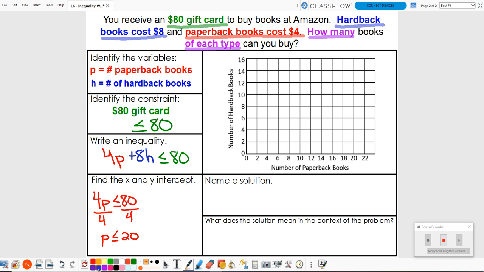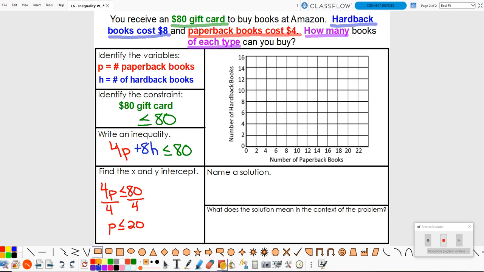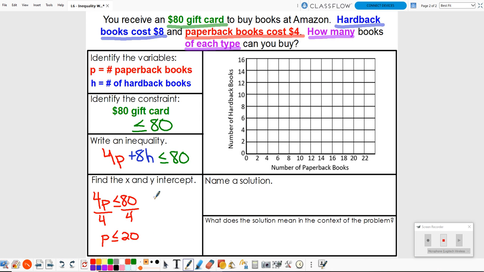Okay, now we're going to do the same thing, but this time we're going to imagine that we don't buy any paperback books. Okay, so no paperback books means I'm going to plug in a 0 for paperback books. So it's like 4 times 0 is 0. So if I only buy hardback books, then what I'm saying is that I can buy $8 for every hardback book, and I only have $80 to spend. So if I divide both sides by 8 here, we can see that I can buy less than or equal to 10 hardback books.